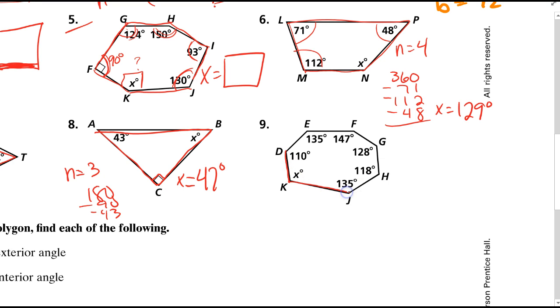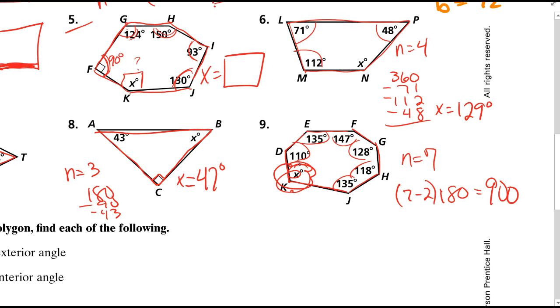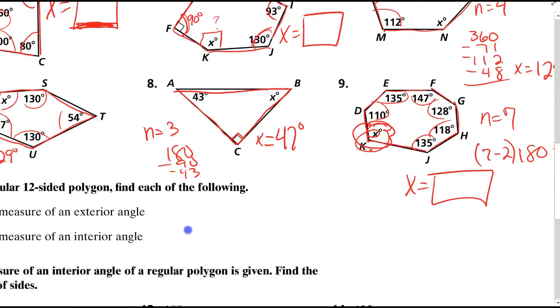1, 2, 3, 4, 5, 6, 7. N equals 7. So now I've got my formula. 7 minus 2 times 180. And that's 900. So start with 900 and take away all of these, and you'll be left with x. Yay! That's supposed to be fuzzy, happy clouds around the x, but I kind of crossed it out. I'm sorry. So you're left with x equal to, I'm not going to give you the answer on that one.